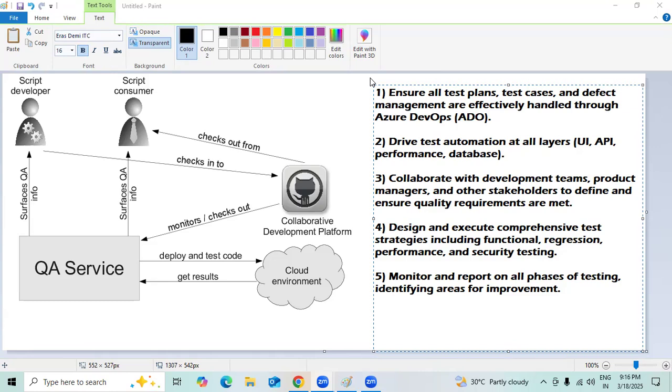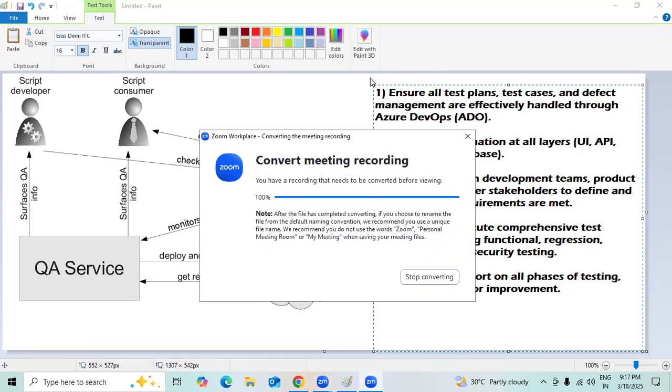Last but not least, we need to monitor and report all the phases of testing, wherein we have to identify the different areas for improvement. So these are the major elements or the major functionalities as a QA architect when we are working on QA. It's important. It's not only for a QA architect, even when we are working as a QA engineer, it is essentially required for us to know. It is essentially required for us to learn about QA services and everything better.